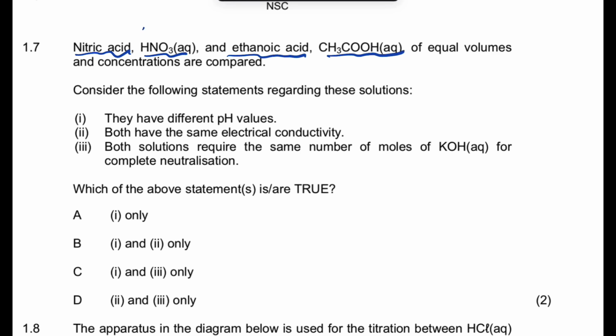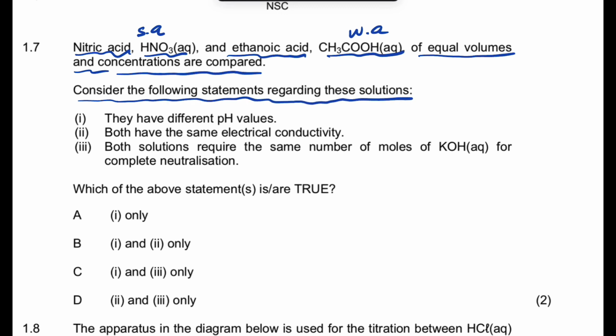Now 1.7. It says nitric acid and ethanoic acid. Remember, nitric acid is a strong acid, and ethanoic acid is a weak acid, right? Of equal volumes and concentration are compared. So they have equal volume and equal concentration and are compared. Now it says, consider the following statements regarding these solutions.